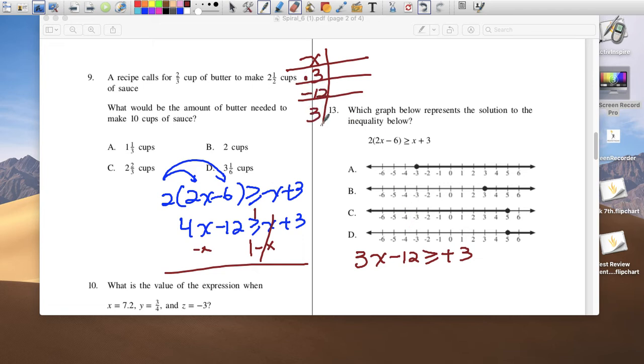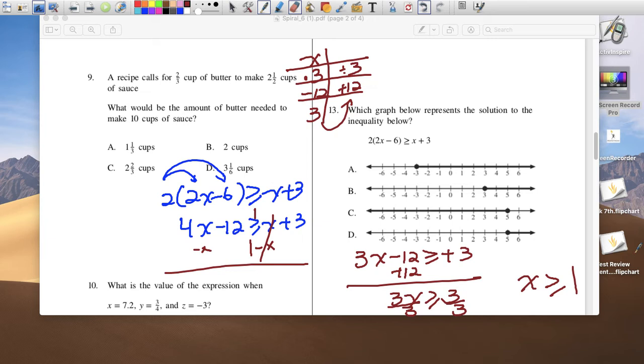I'm going to do plus 12, and then divide by 3. So let's do plus 12. So 3x is greater or equal to 3, right? And then we're going to divide both sides by 3. So x has to be greater or equal to 1. Did I do something wrong? Because I don't see that answer. Oh, of course not, because I did it incorrectly.